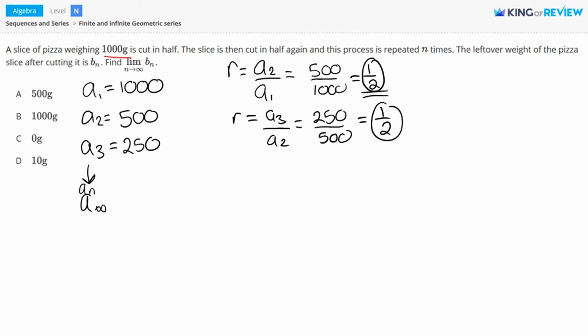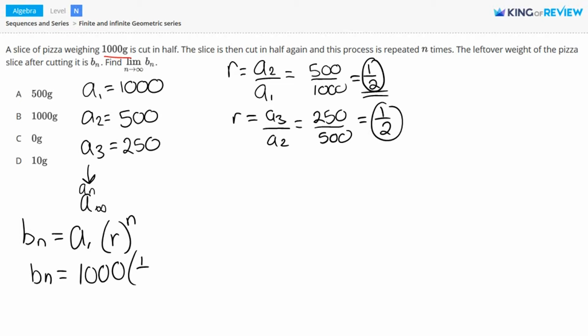Now we can write this situation out as Bn. This is the weight left over after cutting the slice. This is equal to A1, so the first term, times the common ratio to the nth power. So in this case, we have Bn equals 1,000 times the common ratio, which is 1/2, to the nth power.